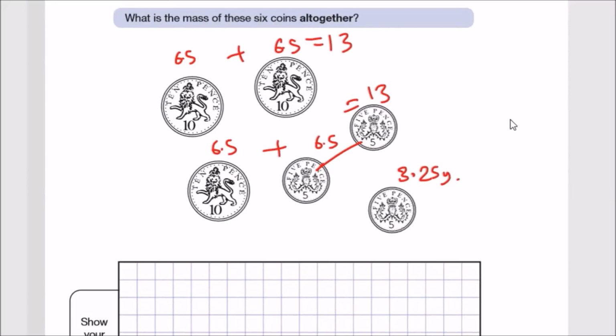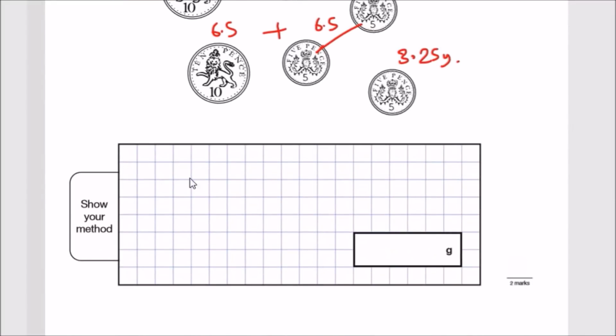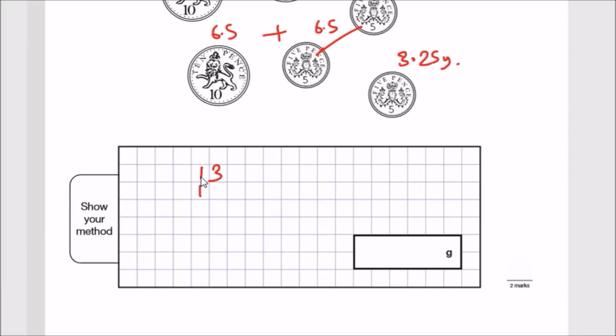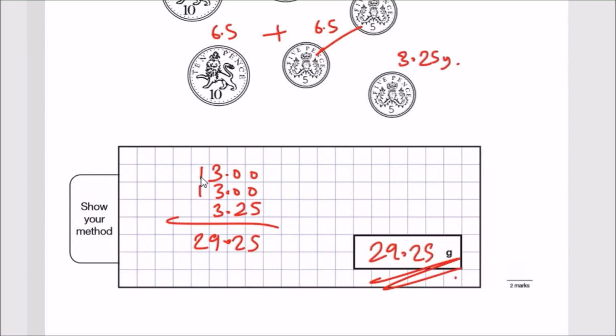So I'll just do this simple math. 13 plus 13, just make it easy for yourself here. Just draw a column: 13, 13, and 3.25. Make sure if you've got points, just put zeros in, yeah? These two will give you 26 because you're adding nothing. 3 threes make 9 and you have a 2. And that's it, guys. 29.25 grams.